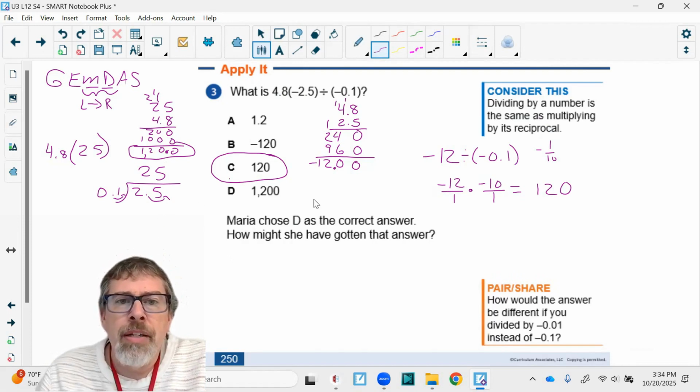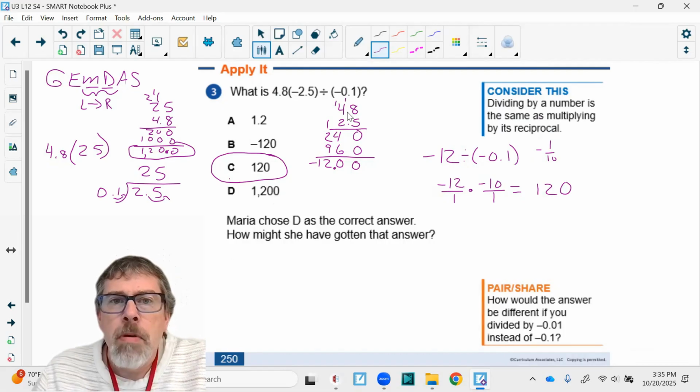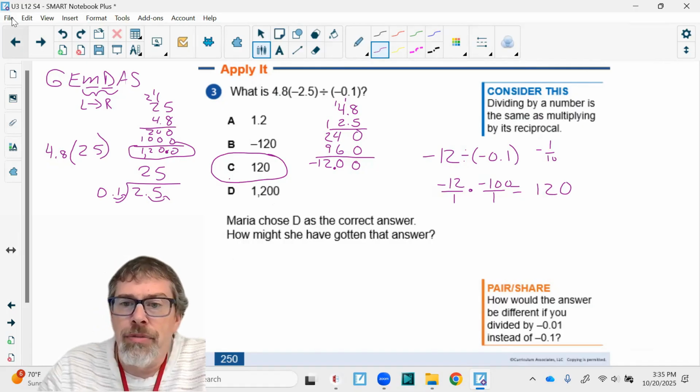How might she have gotten the answer of 1,200? I'm not really sure. I really don't know how she got another decimal place. 0.1, maybe she thought that was 1/100th and put another 0 there. That's the only thing I could think of. Okay.